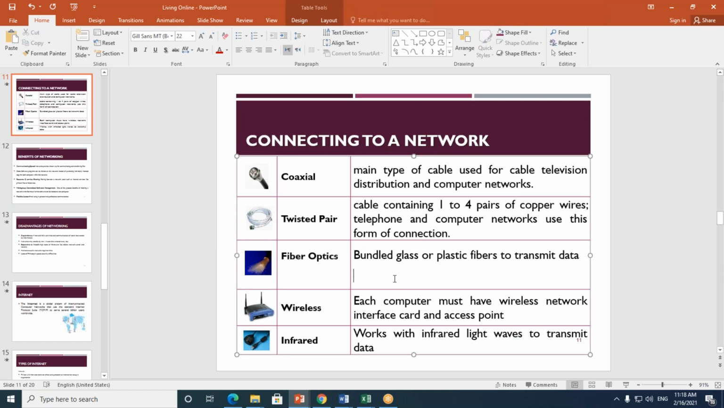Then we come to these indirect connections, the two at the bottom, which we use for Wi-Fi. That is wireless technology. So each computer must have a wireless network interface card and an access point.